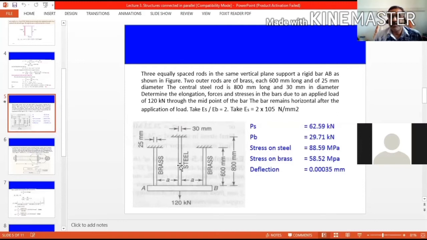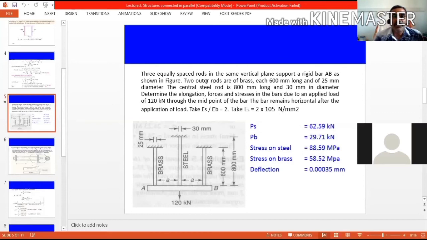So in the previous problem, both the bars had the same dimension, but here different dimension. Length also different, cross section area also different. In the previous problem, only two rods. Here there are three rods. So there are some differences between that problem and this problem. Here also you have to form the same relations, depending upon the problem.